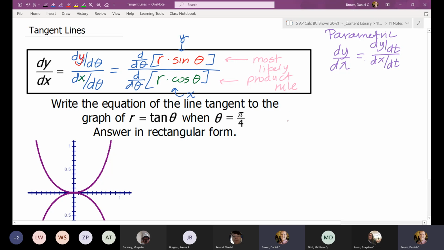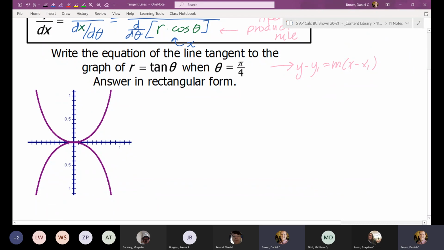Same with parametrics. When we do tangent lines, we're always just going to go back and write it as our traditional rectangular version of a tangent line. We're not going to write the tangent line in polar form or anything like that. You're going to leave it in rectangular form. So we know that when we're trying to find a tangent line, we have to have the point, and then we also have to have the slope. So let's find the point first, and then we'll do the slope that has the derivative.